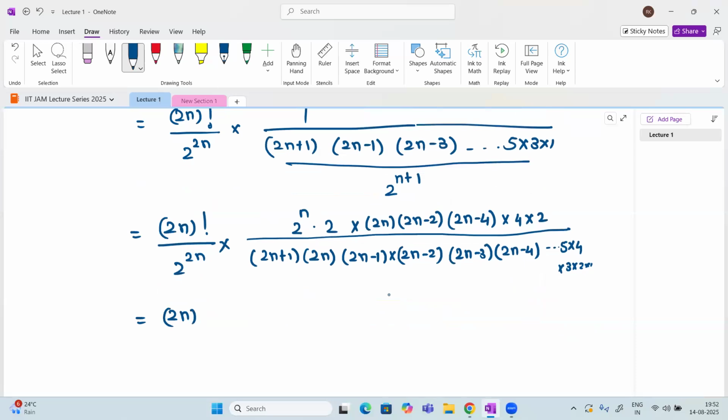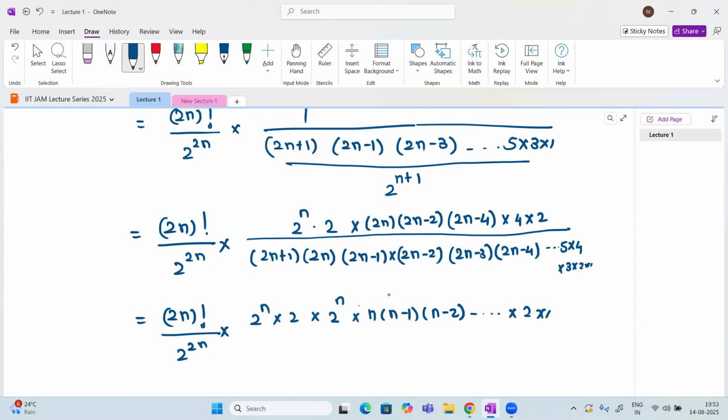So 2n factorial upon 2 raised to 2n, 2 raised to n into 2. Can I take 2 common? From each term, we can take 2 common. That means total 2 raised to n will be generated, right? So you have n minus 1, n minus 2. From each term, I have taken 2 common.